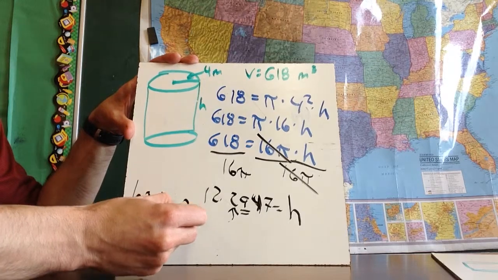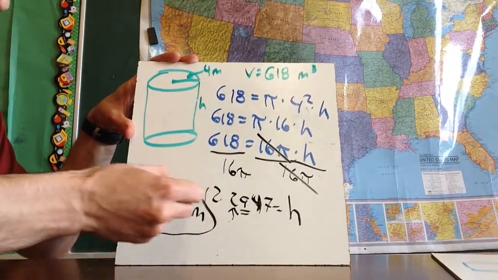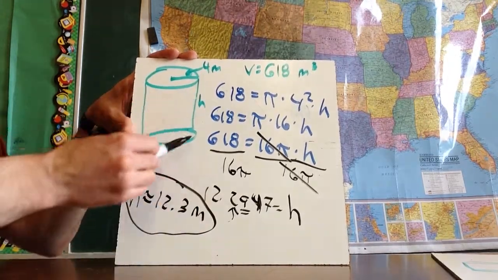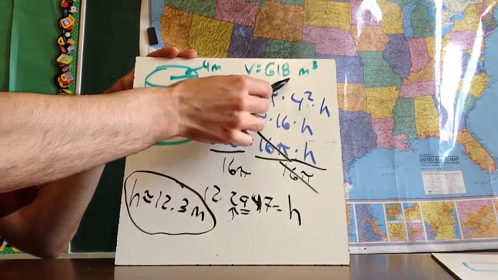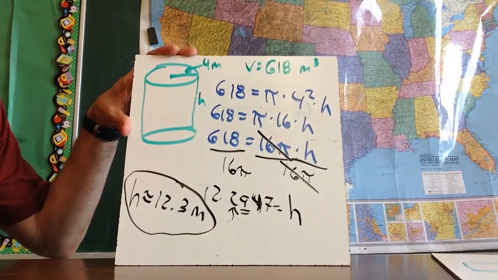so the height is going to be approximately 12.3 meters. Now, I want you to notice that this one is meters and not meters cubed, because we're just talking about the height, which is one dimension. We are not talking about the volume. We know the volume. That was in cubic meters.